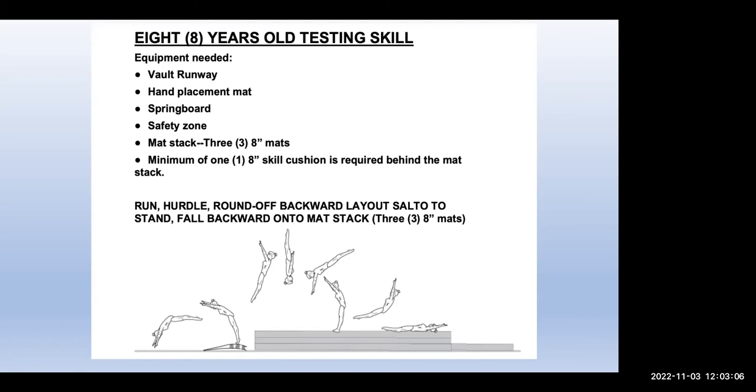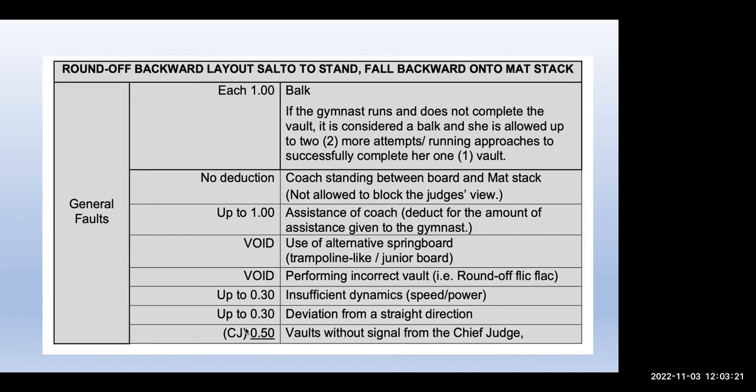Same type of thing. So run, hurdle, round off backwards to lay out salto, land on their feet, and fall backwards to a mat stack. The mat stack is 3 8-inch mats. So some of the deductions that we would use on vaulting, a balk is each 1 point if they balk. So we don't need to go over all those. Those descriptions are in the code and in the compulsory book.